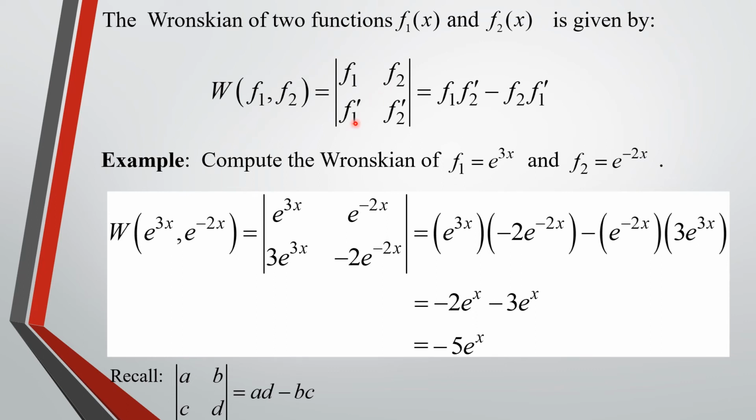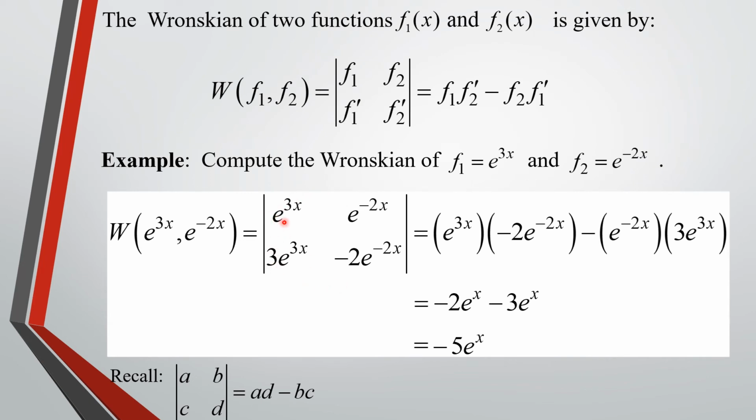Example. Compute the Wronskian of these 2 functions. Suppose f1 is e to the 3x and f2 is e to the minus 2x. So you write down W of the 2 functions that you want to evaluate, the Wronskian. So you set up this determinant of size 2 by 2.